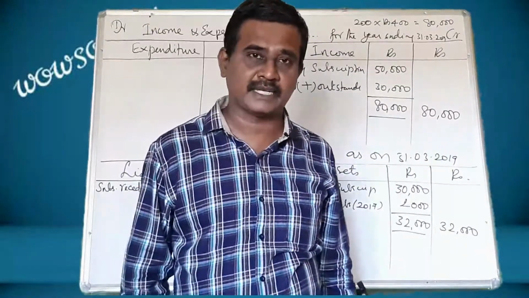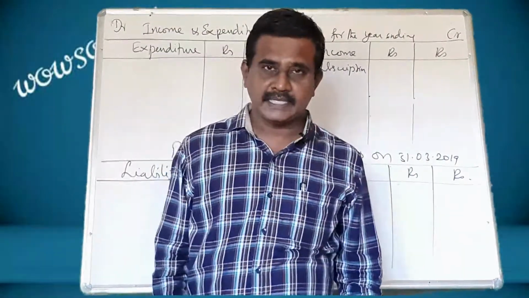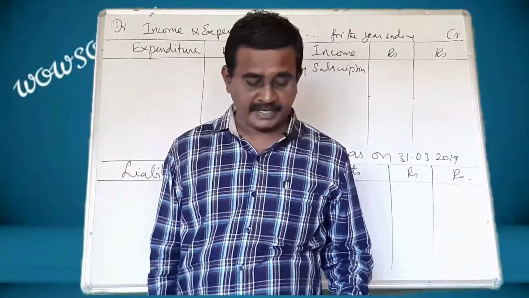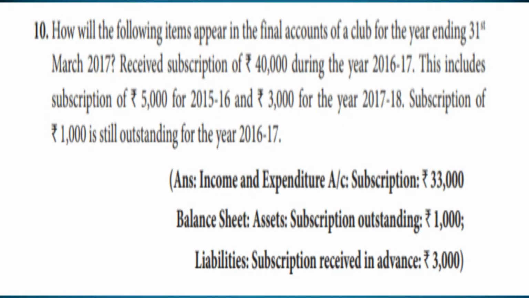Shall we go to the next sum? Shall we analyze the next sum? Problem 10, which is given in page number 75. How will the following items appear in the final accounts of a club for the year ended 31st March 2017?